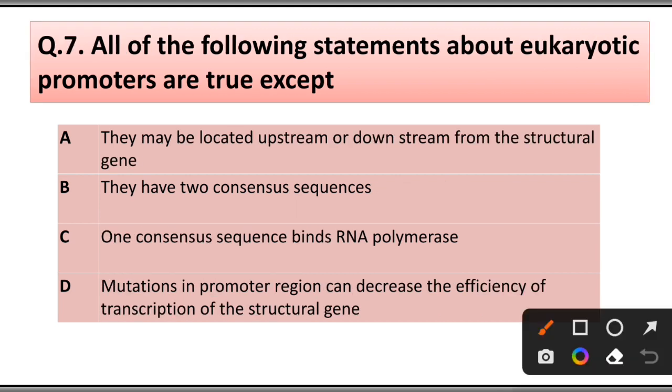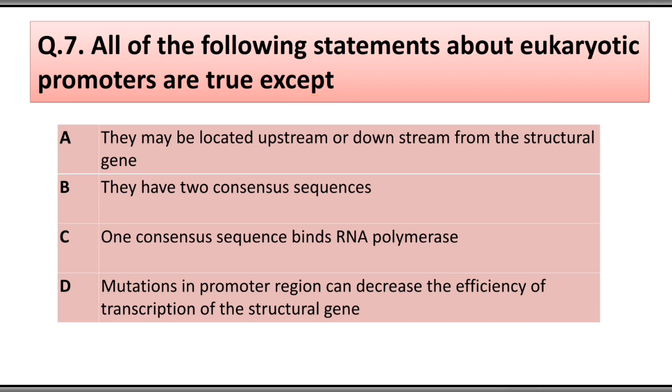Question number 7. All of the following statements about eukaryotic promoters are true except: they may be located upstream or downstream of the structural gene. They have two consensus sequences. One consensus sequence binds the RNA polymerase. Mutation in the promoter region can decrease the efficiency of transcription of the structural gene. Correct answer is option A. They may be located upstream and downstream from the structural gene.